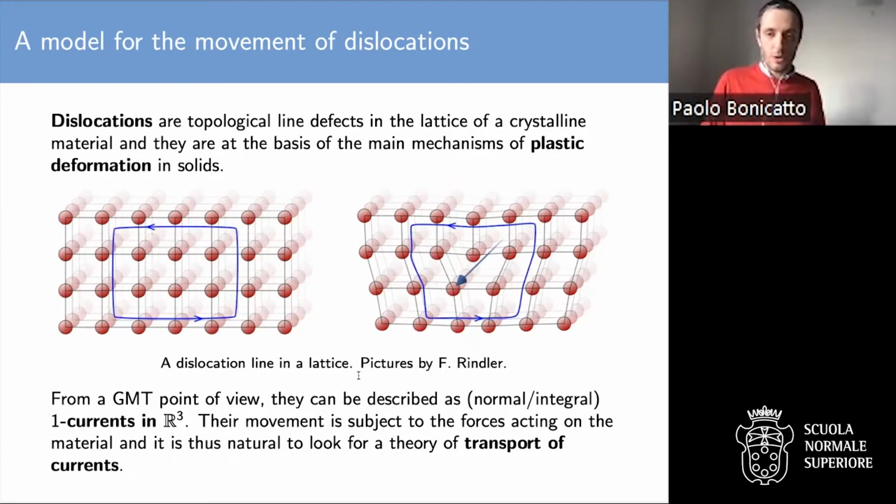And since dislocations move according to the forces that are exerted on your material, on your specimen, essentially we are looking for evolutionary models of dislocations. And among the many evolutionary models, we have selected the transport one. Since I've just said that dislocations are modeled by currents, it's natural now to seek a theory for transport of currents.